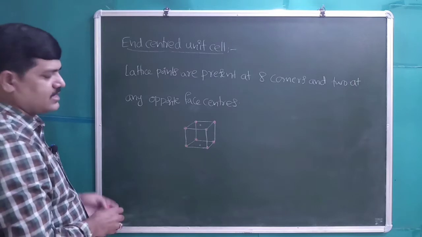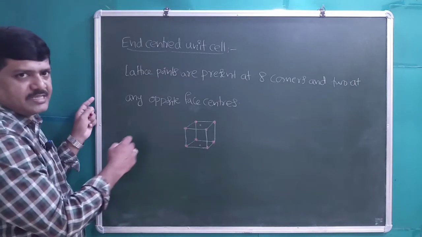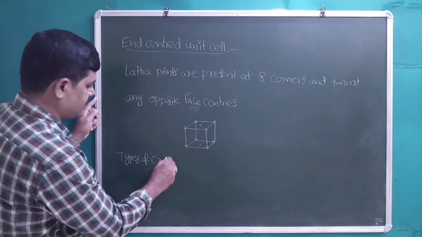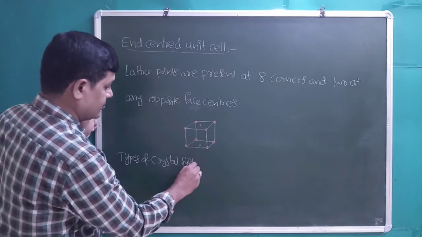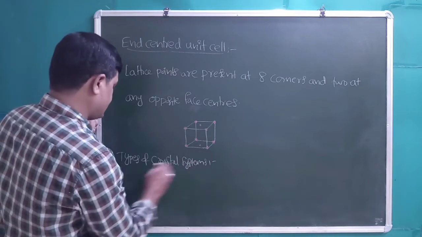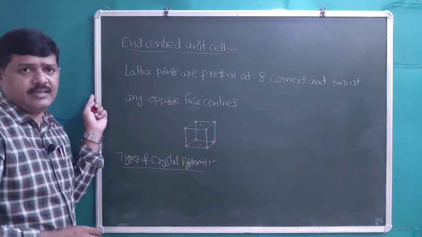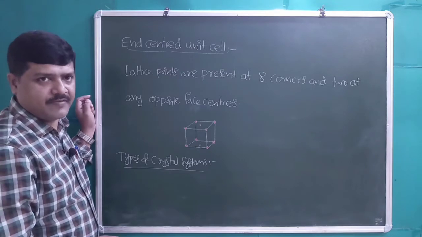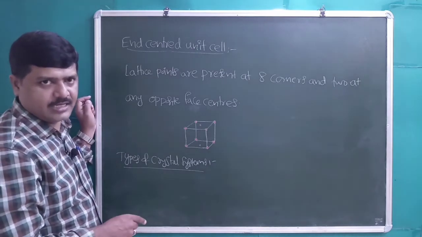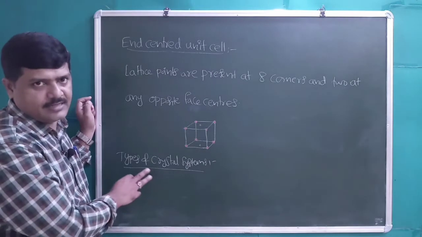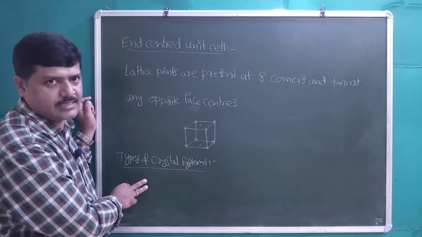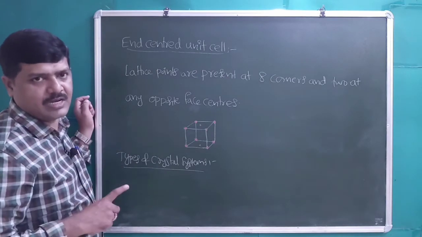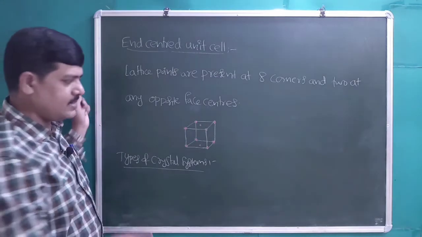Students, now let us discuss the different types of crystal systems. Any crystal in nature comes under 7 crystal systems and 14 Bravais lattices. In the syllabus, we study in detail only one crystal system, that is the cubic crystal system.